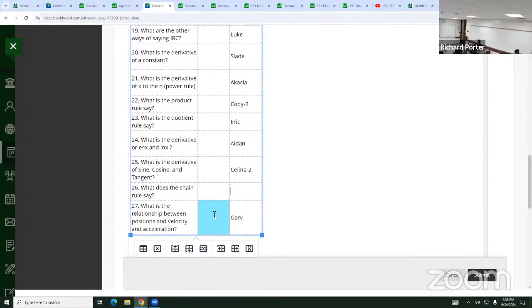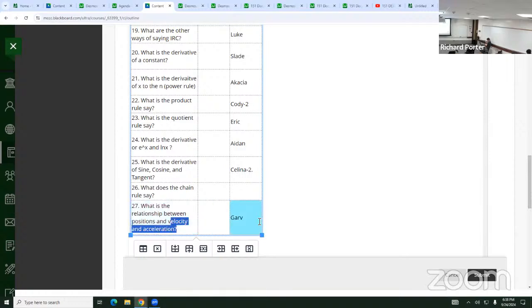Garth, what's the relationship between position, velocity, and acceleration? The rate of change of position over time. Okay, is what? Velocity is another word for a derivative. It's the derivative of the position. And so what's acceleration? Remember, you saw two little primes. Second derivative. Yeah, so velocity is the first derivative and acceleration is the second derivative.